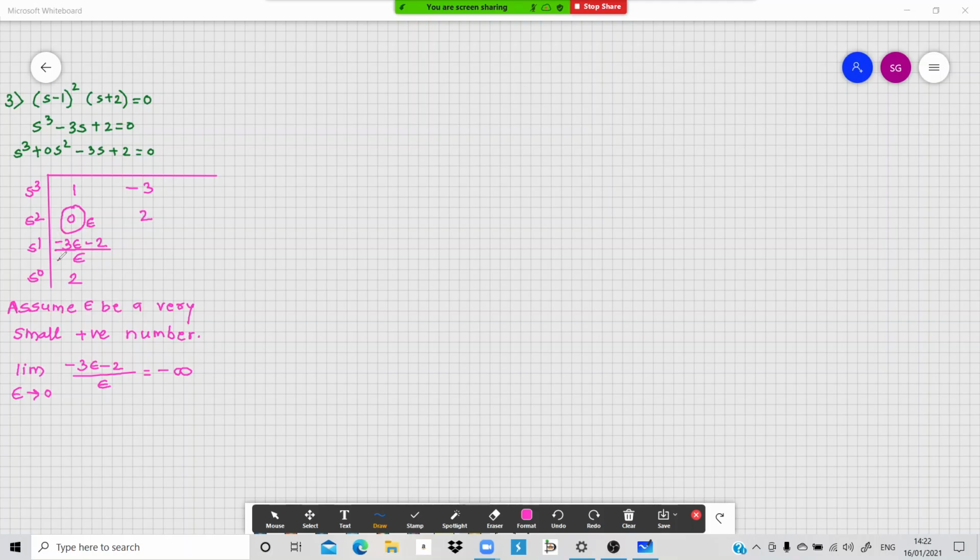Now when this is minus infinity, positive to negative, negative to positive, two sign changes are there. Two sign changes, right? That means two poles in RHP. Correct. Total number of poles are 3. So total 3, in LHP 1, and unstable system.